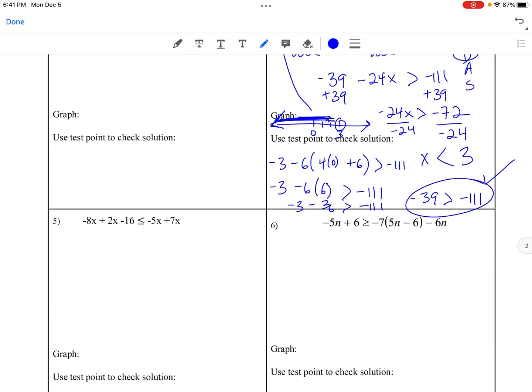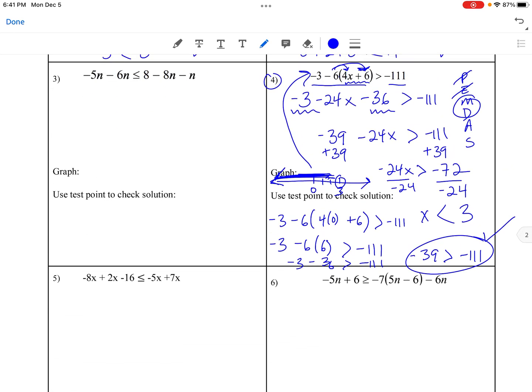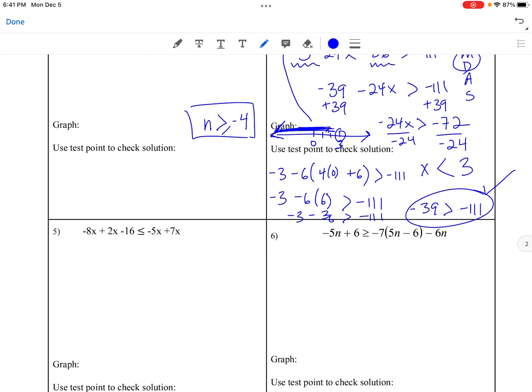All right, for homework you are going to solve the rest of these. I'm going to actually give you the answer. To get credit, though, you have to show work how you get the answer. So this is the answer to this one, this is the answer to this one, and this is the answer to this one. So show your work on all of these to get to those answers and then graph your solution.